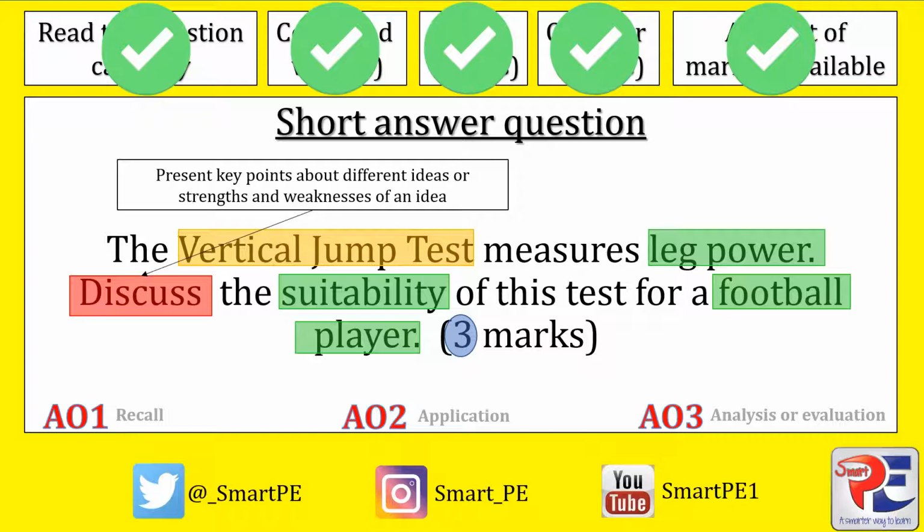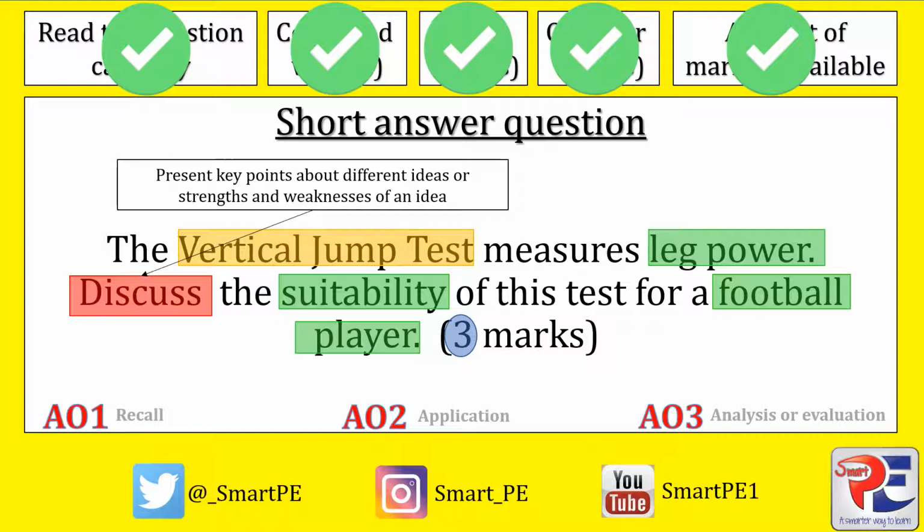So now you've done that, you need to think about which assessment objectives are going to go with this particular question. So all 3 marks for this question go to assessment objective 3 to analyse or evaluate. And it's really important to fully understand the command word discuss in this particular question. So remember, discuss means to give key points about different ideas or the strengths and weaknesses. So in other words, you need to give both sides of the argument.